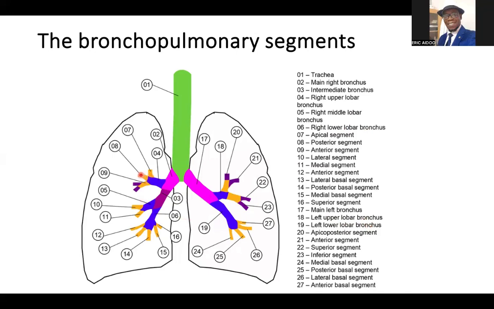Then the yellow ones are the segmental bronchi. So 7, 8, 9, 10, 11, 12, 13, 14, 15, and 16 should give us 10. 1, 2, 3, 4, 5, 6, 7, 8, 9, 10. Okay. Then you have 1, 2, 3, 4 in the lower. Then you have 1, 2, 3, 4 in the upper. Basically, that is how you go about it.